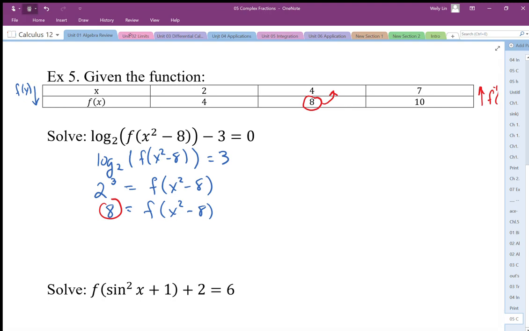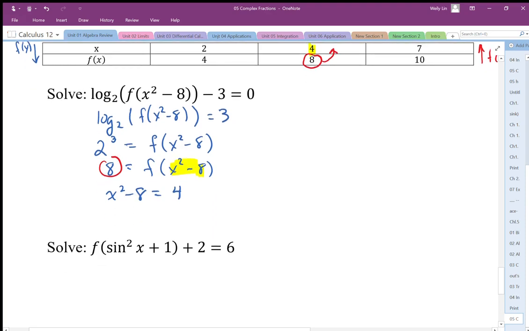Okay, so the inside function, which I'm going to highlight there, that's the inside part. That's my input, there's my output. But I'm just going to go in the reverse. So I know that my x minus 8 input must have been, in order to get 8 here, it had to start off as 4. So that x minus 8 must be equal to 4. Now I can solve the rest of this. So x is equal to plus minus square root 12.